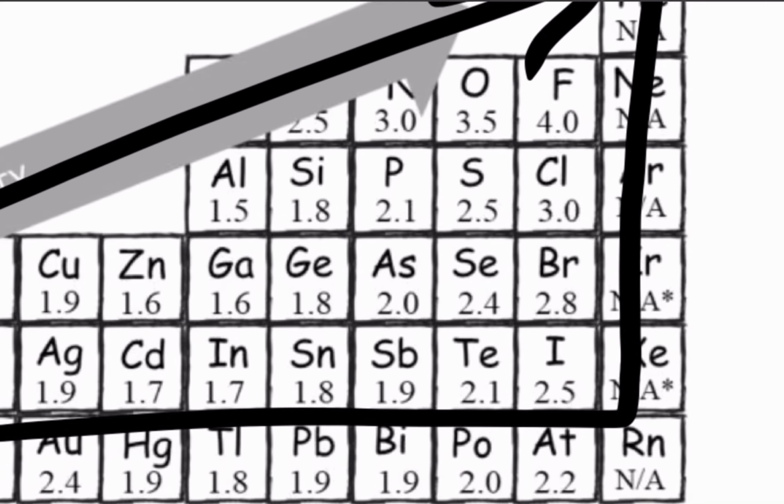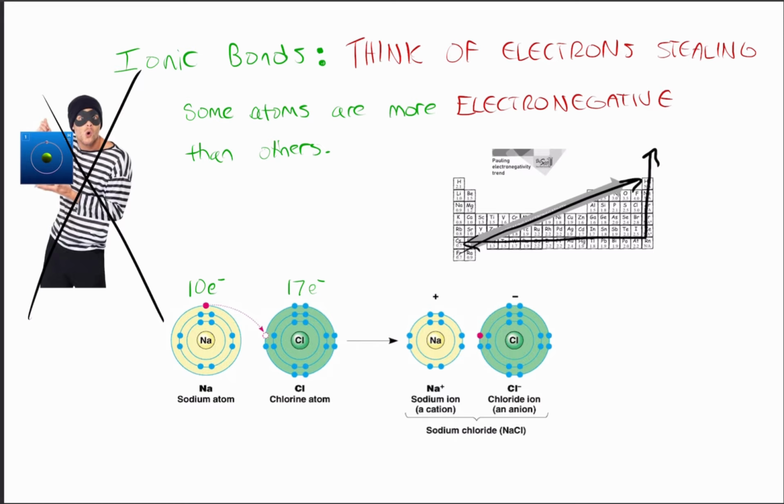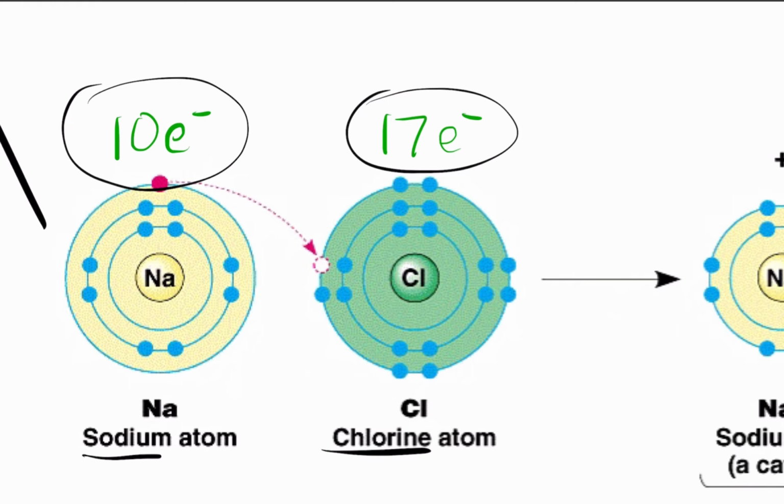If we blow this up even more, we know that chlorine will be more electronegative than sulfur, and we know that fluorine would be more electronegative than chlorine. So why is this important? This determines which atom will take those electrons. The atom that is more electronegative will take electrons from the other atom. We have an example right here, which is sodium chloride, sodium and the chlorine atom, where chlorine has 17 electrons in total, and then Na, or sodium, has 10 electrons.